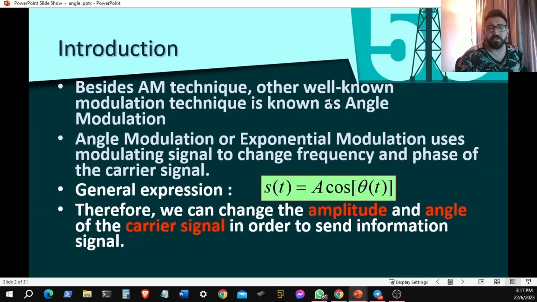Now let's start with the introduction. Besides the AM technique, another well-known modulation technique is known as angle modulation.